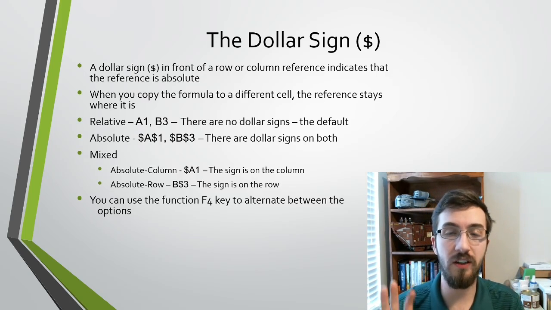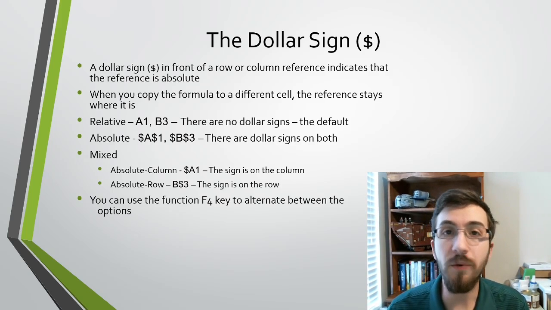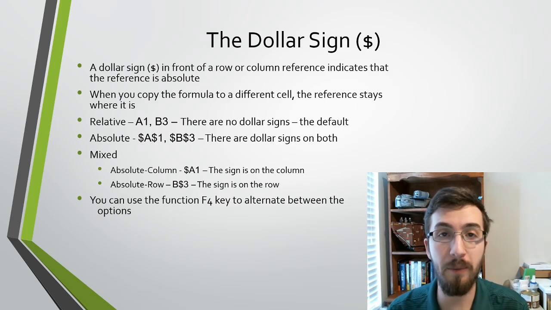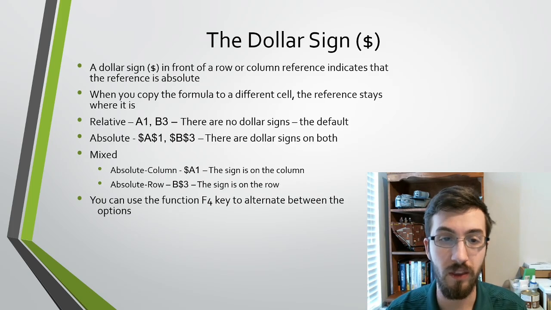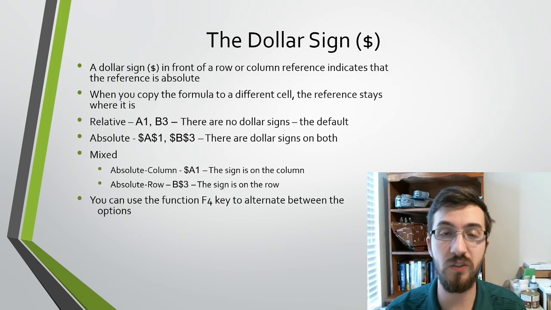These are all based on this dollar sign. So a dollar sign in front of a row or column reference indicates that the reference is absolute. Basically, all of this means is when you copy the formula to a different cell, if it's an absolute reference, it stays where it is. Otherwise, it moves. So relative, just the letter and the number, no dollar signs. This is the default setting. This is what you're used to anytime you've worked with Excel before.